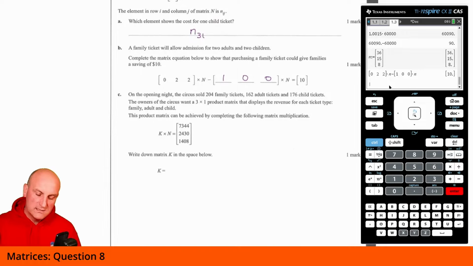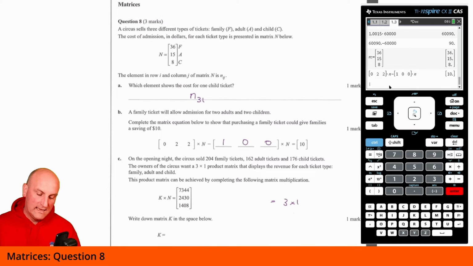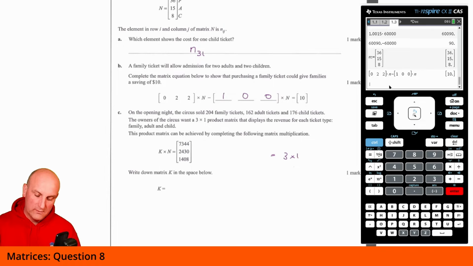Well, okay. So I'm looking at the orders here. This one here is a 3 by 1. I know my N is a 3 by 1. So what have I got to multiply that by? Well, that's got to be a 3, and that's got to be a 3 as well. So I've got to multiply it by a 3 by 3, so K's got to be a 3 by 3 matrix.